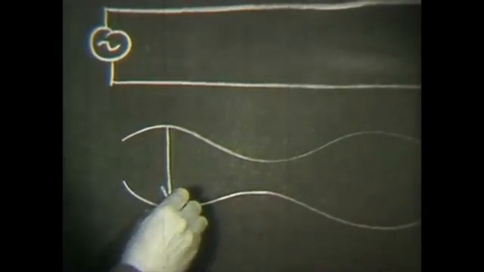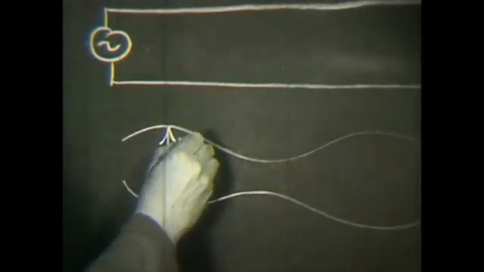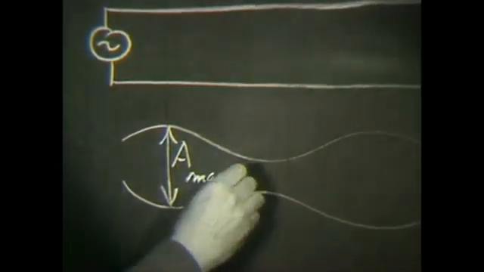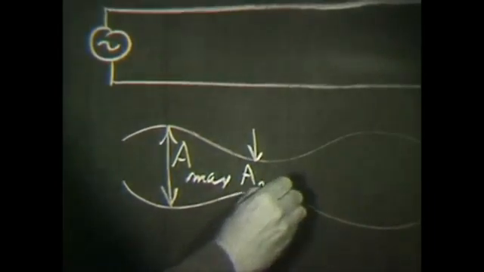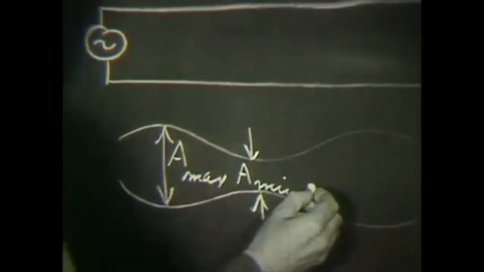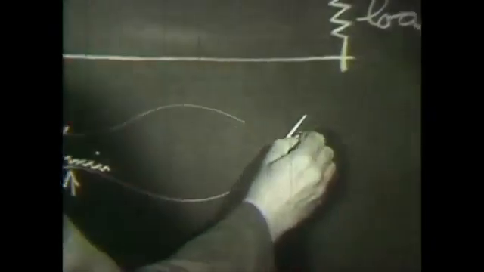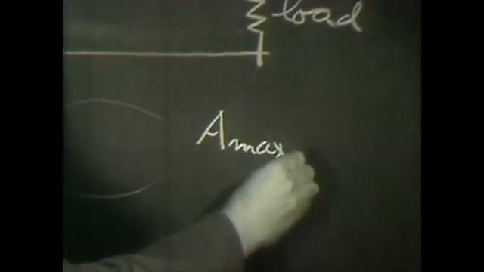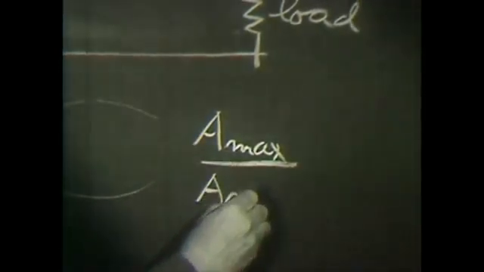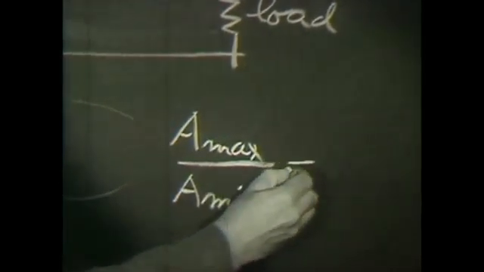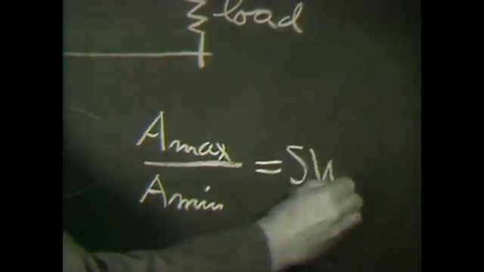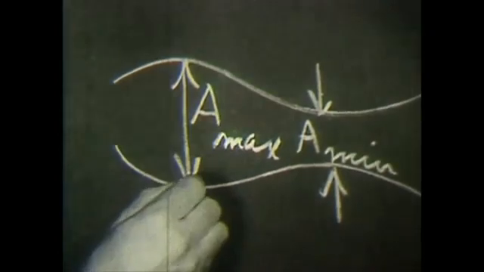The amplitude at this point I'll call A sub maximum. At this point, A sub minimum. Now in wave theory, the ratio of A max to A min has a particular significance. It is called the standing wave ratio, abbreviated SWR. On the wave machine, the standing wave ratio is about 3 to 1.